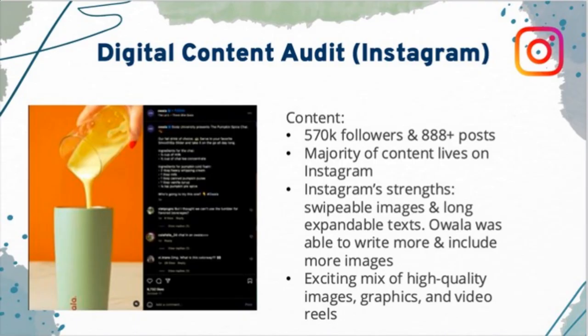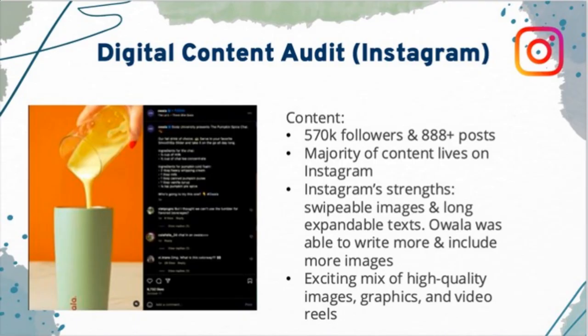The first one is Instagram. The students found that Instagram had Owala's largest audience and largest amount of content among the platforms they examined. So this many followers and this many posts. They also identified the dominant formats: images, graphics, reels. And they were not just saying Owala has an Instagram. They were also asking what role does Instagram appear to play in Owala's overall social media presence.